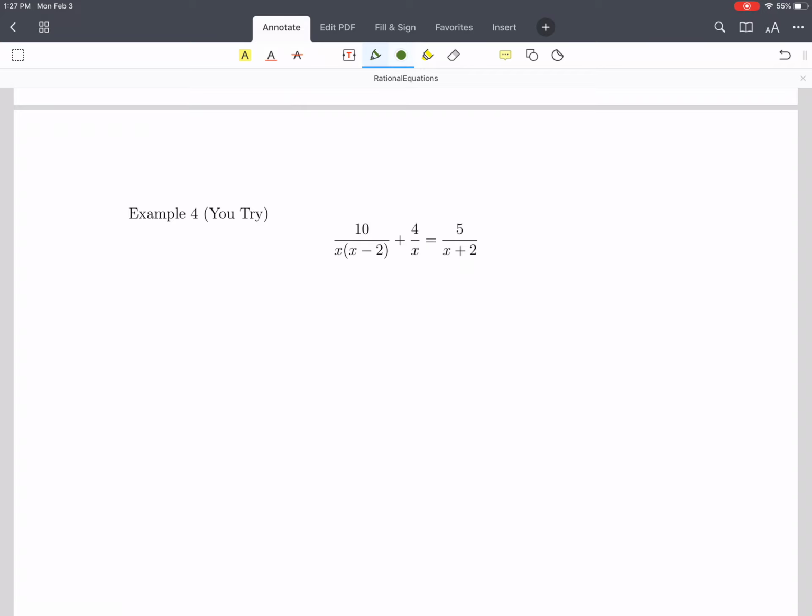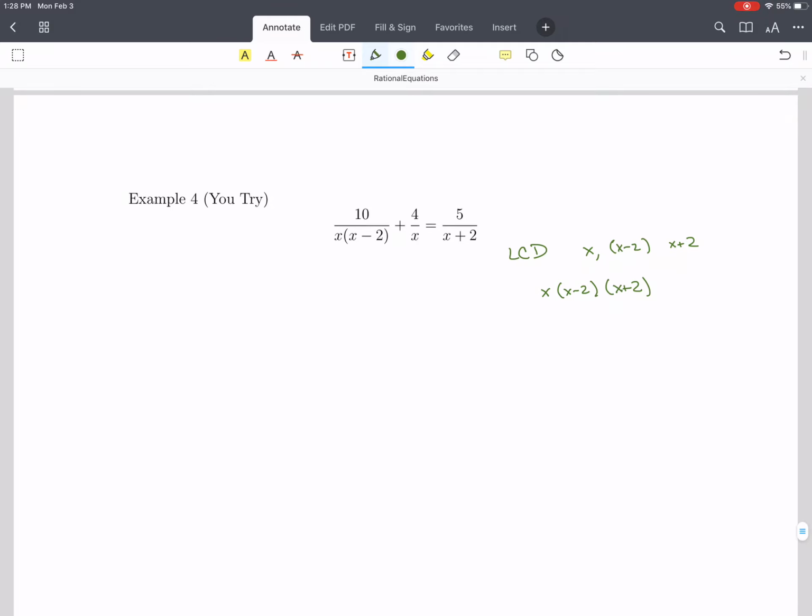So hopefully the first step you did was you found the least common denominator for x, x minus 2, and x plus 2. So that was x times x minus 2 times x plus 2 would be your least common denominator. If you didn't get that as a least common denominator, you could pause the video now and try solving this equation with this least common denominator.